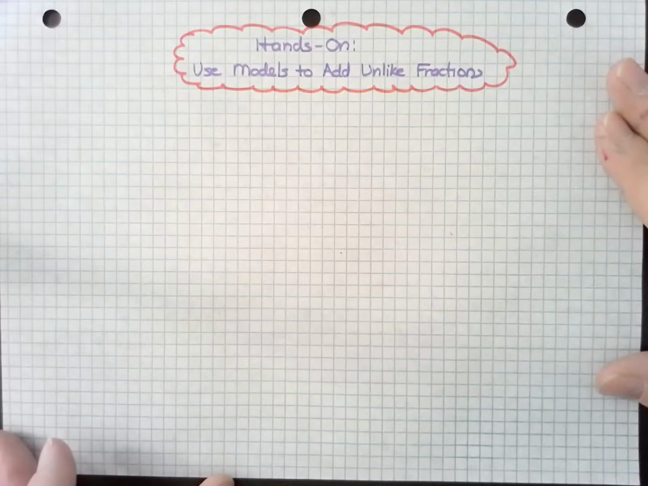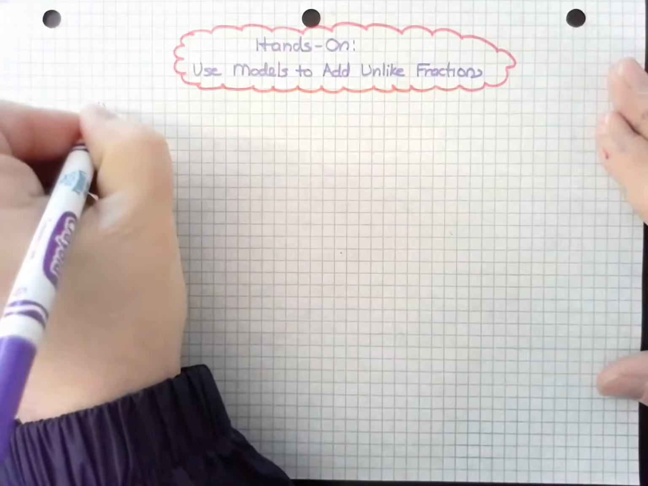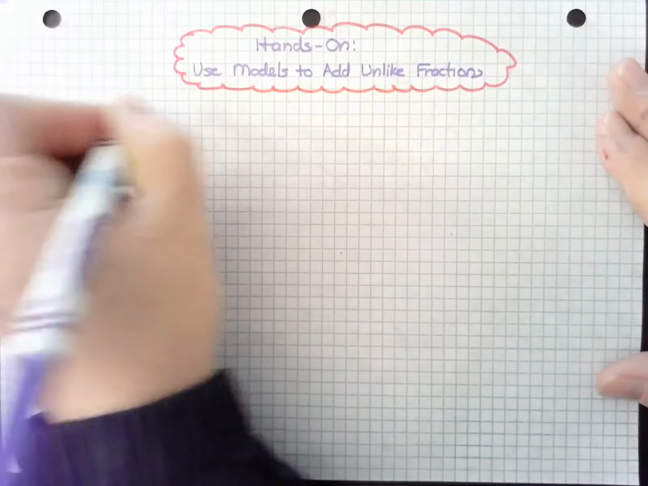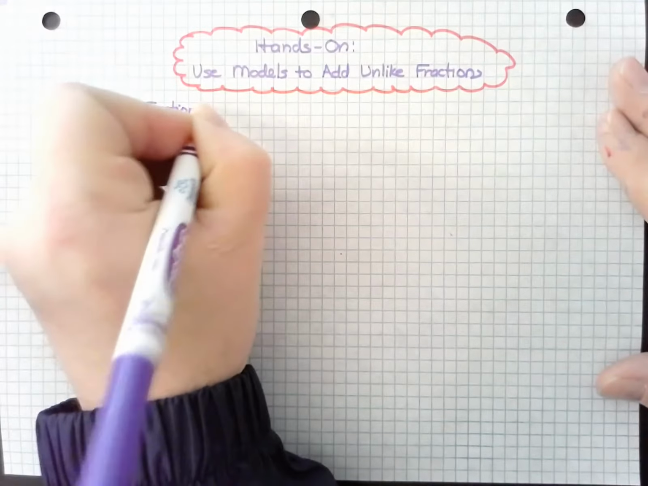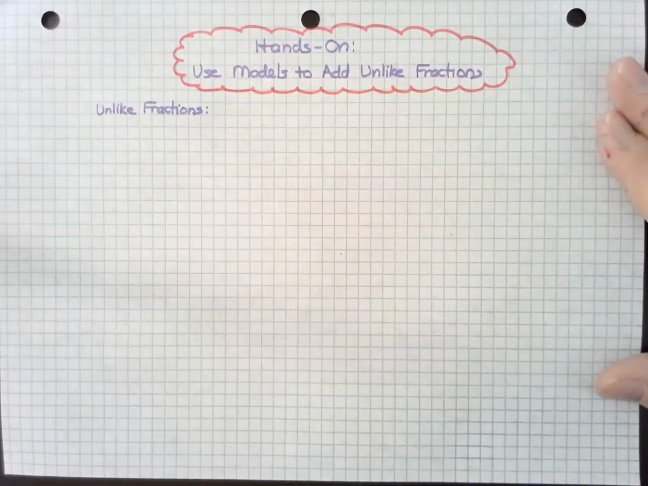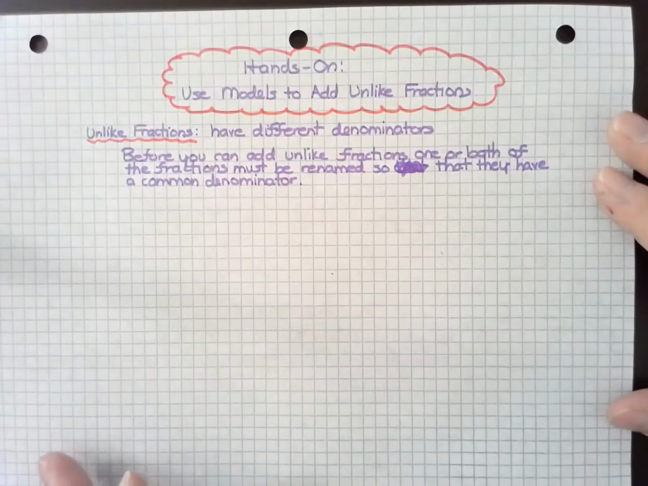Hands-on. Use models to add unlike fractions. So first we want to identify what unlike fractions are. So unlike fractions have different denominators. Before you can add unlike fractions, one or both of the fractions must be renamed so that they have a common denominator.